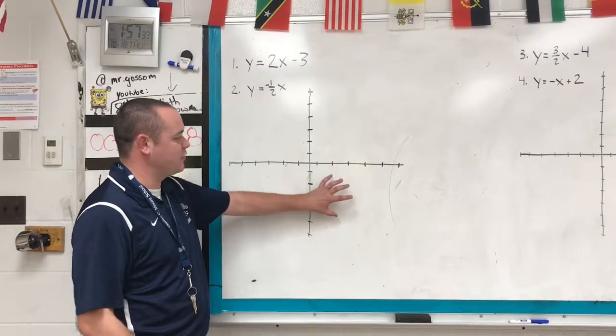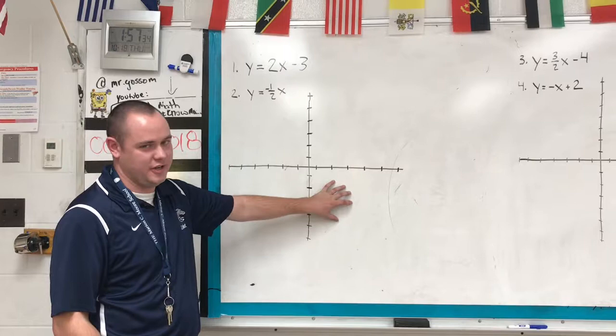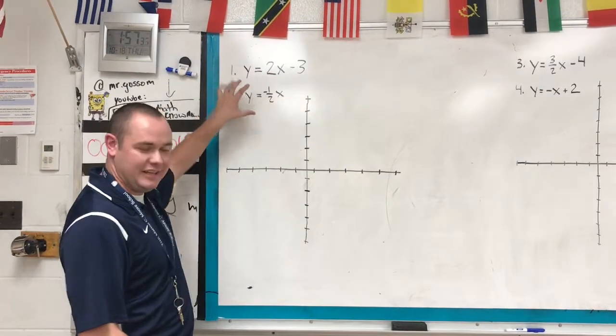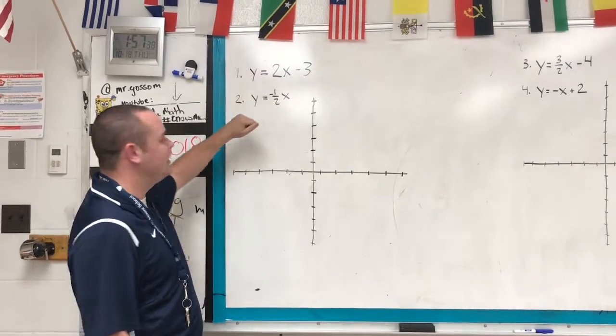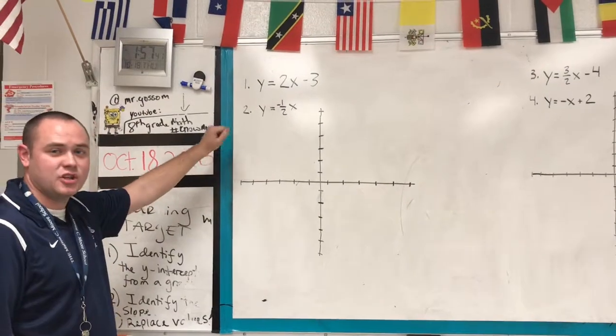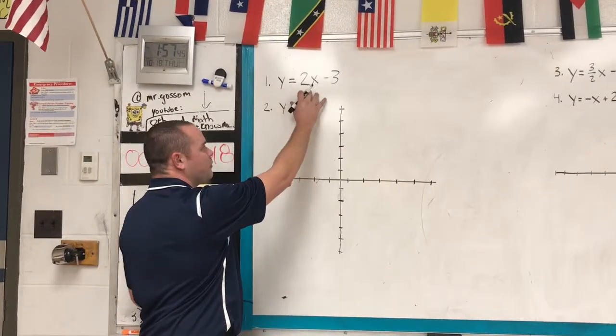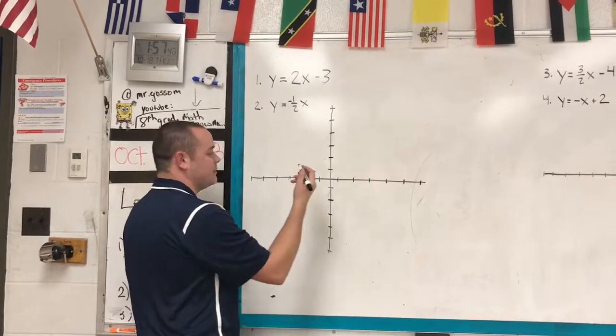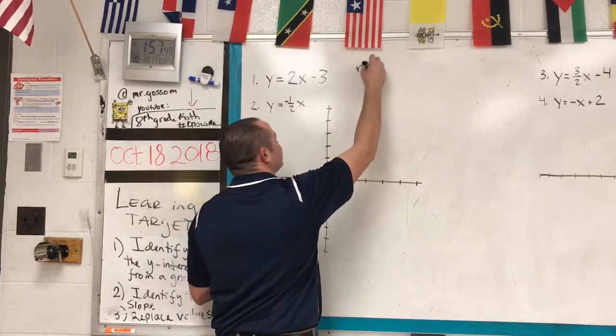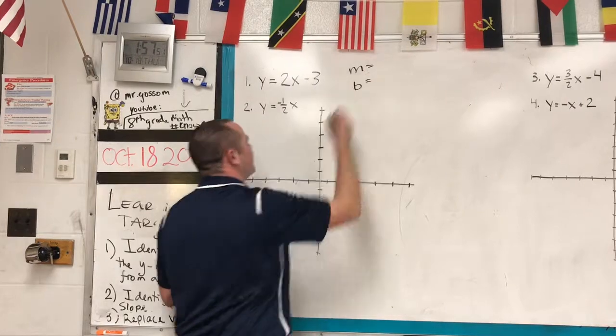I'm Mr. Hart here, and today we're going to talk about graphing linear equations. So first of all, the easiest way to graph an equation is whenever it is in slope-intercept form, which is y equals mx plus b. So for problem number 1 here, we have y equals 2x minus 3. So we want to identify what is our m and what is our b.